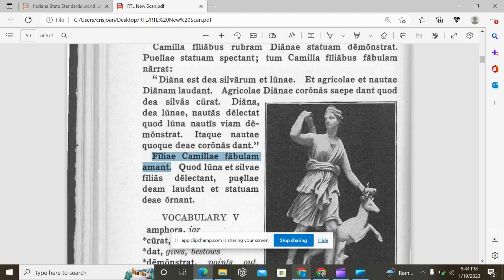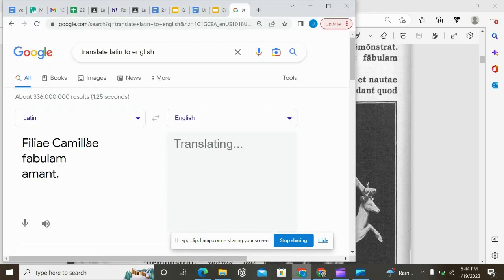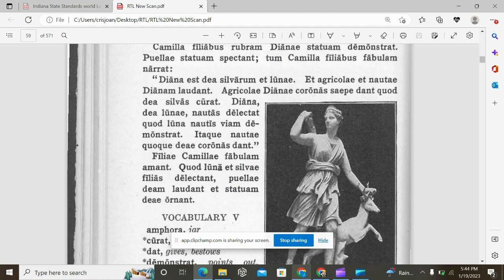Here's an example: filii Camillae fabulam amant. This is an example where Google Translate does not get it right because it doesn't know the context of this story. This is a possible translation of this sentence, but it doesn't make sense in the context of that story, so it is incorrect.